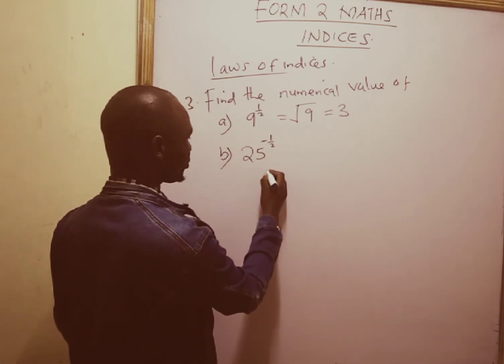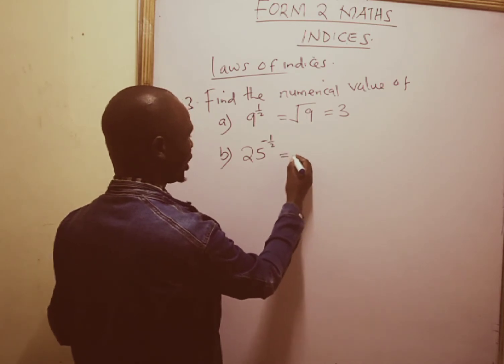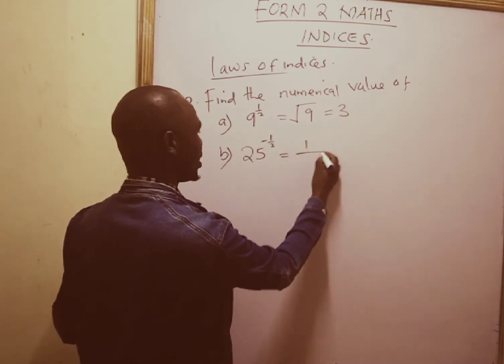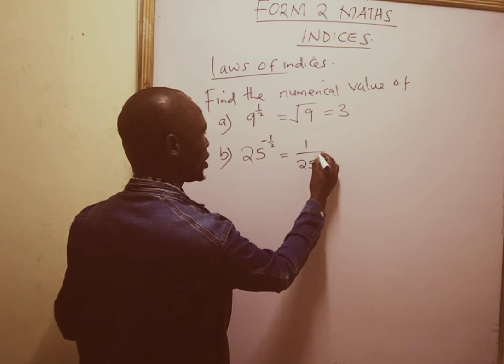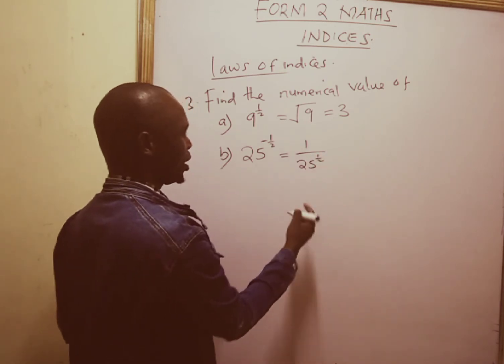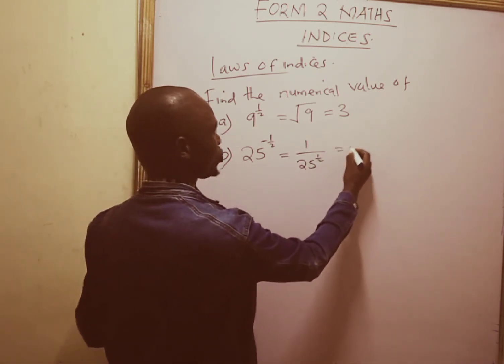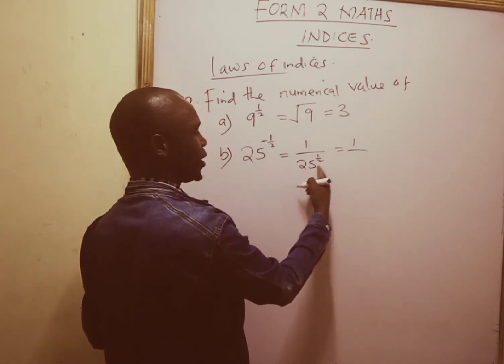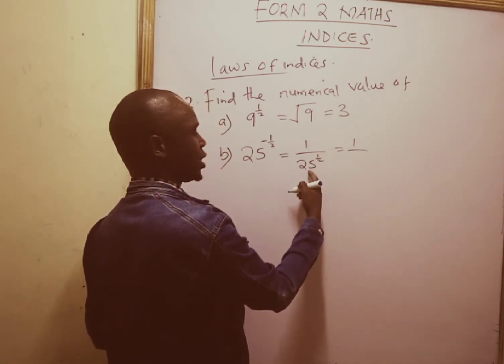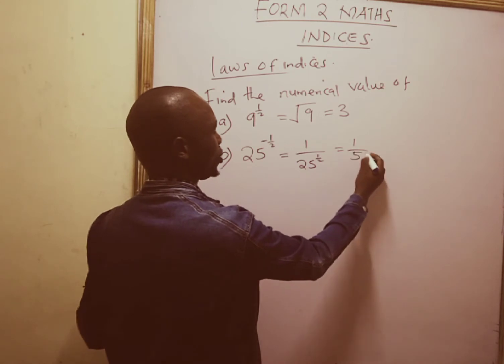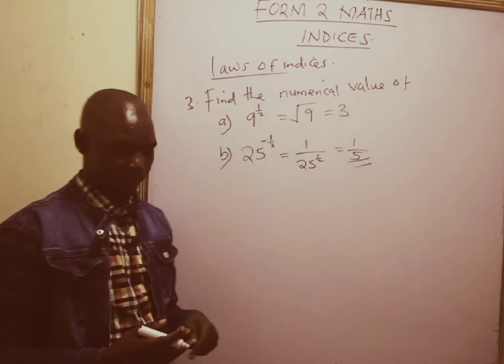as, this can be written as 1 divided by 25 raised to power half, and this one is going to translate to 1 divided by 25 raised to power half, means the square root of 25, which is going to be equal to 5.